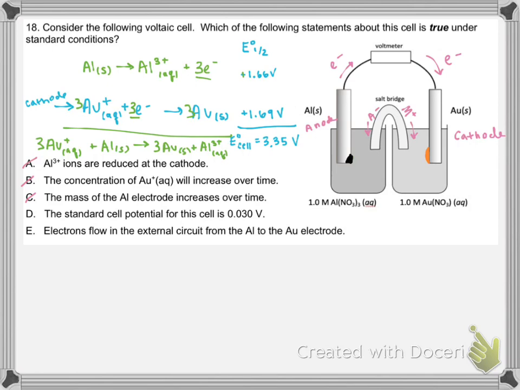D, the standard cell potential is 0.03 volts. That's false. Then E, electrons flow from the aluminum to the gold, and that is true. I really like to map out what's going on before I even look at the answer choices, so I'm not tempted to change my picture to fit the options.